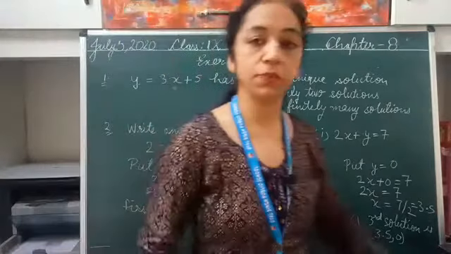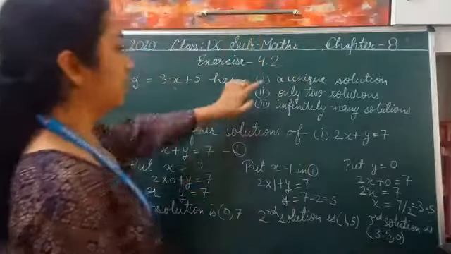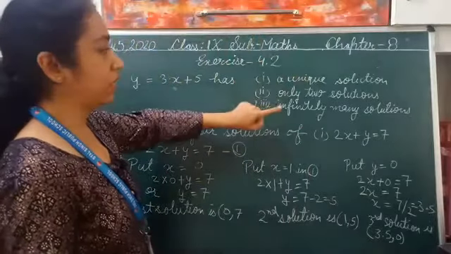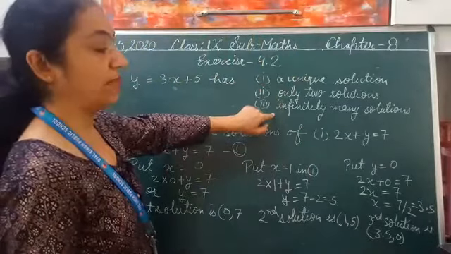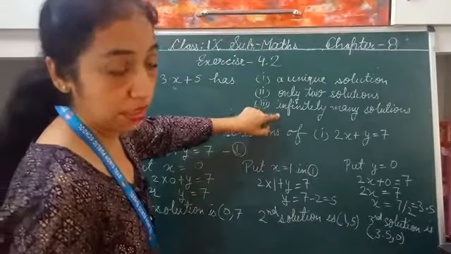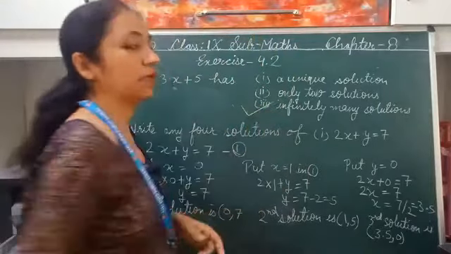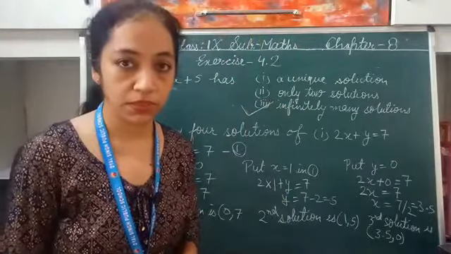So from our three options we are going to write the answer. The first option is a unique solution, the second is only two solutions, and the third is infinitely many solutions. So our answer is the third, that is, infinitely many solutions.